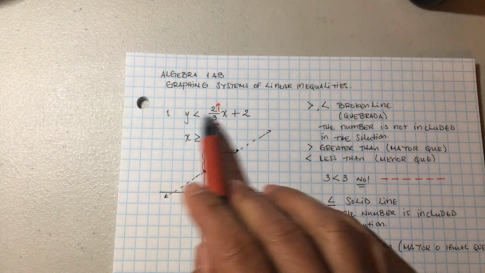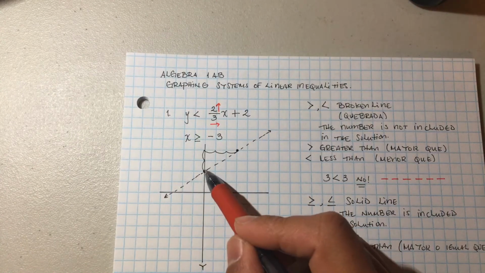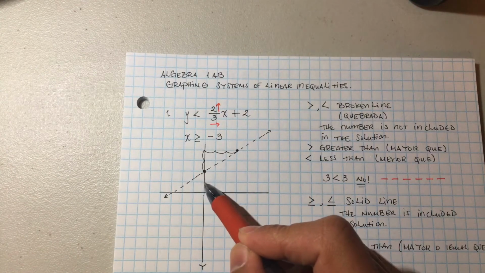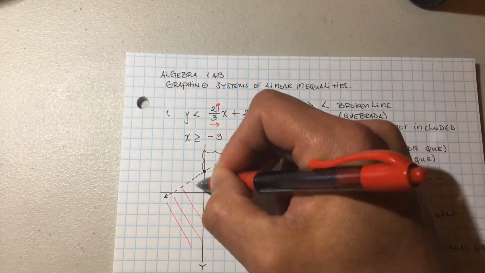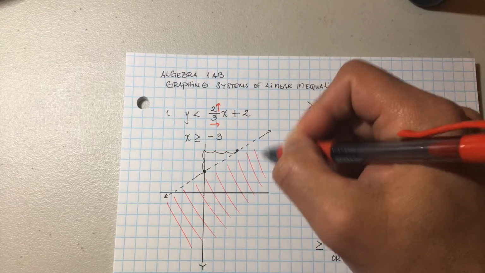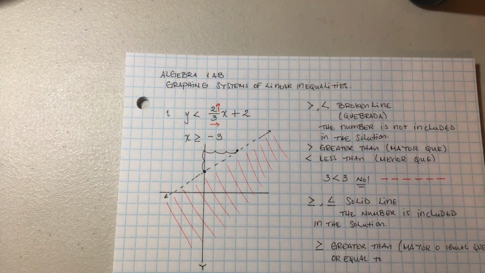What y value is less than 2? Well, here's 2, 1, 0, negatives. So everything underneath here is going to be shaded. We're going to shade all of this on the bottom. That's the first part.